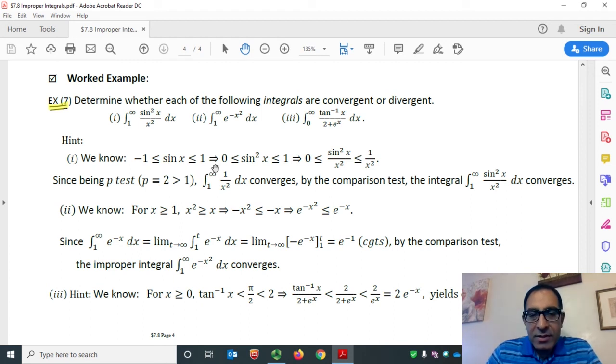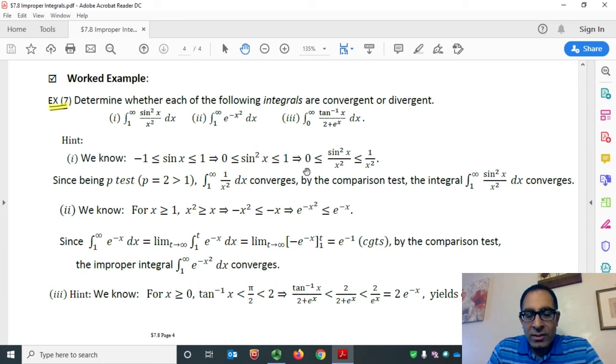This is the same as saying sin square x is less than or equal to 1, and sin square x is positive, right? The absolute value of sin x is bounded by 1. And now in this inequality, let's divide by x square. No matter what x is, positive or negative, x square is positive, right? So I'm dividing both sides by a positive number, so this inequality remains as it is.